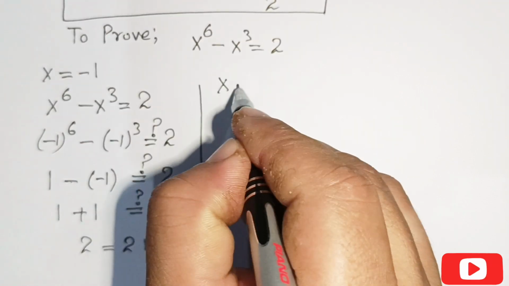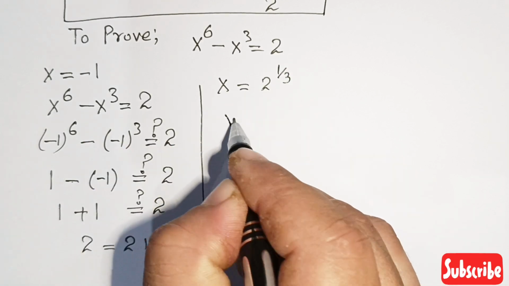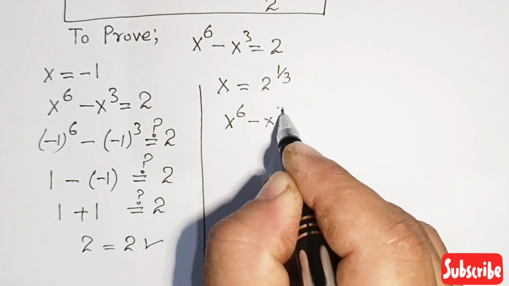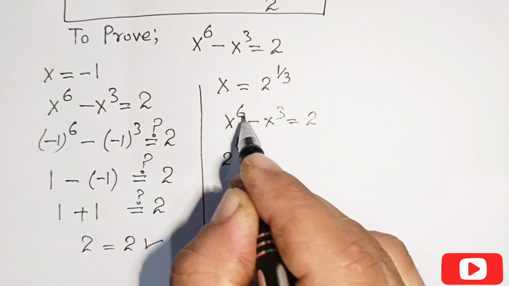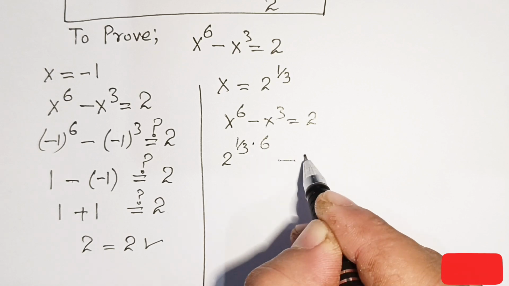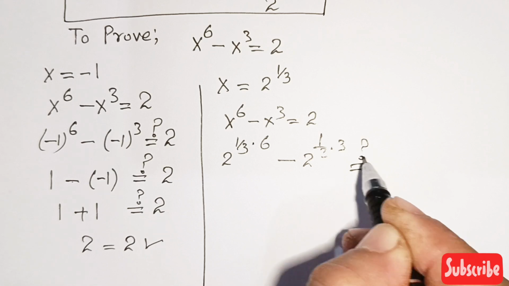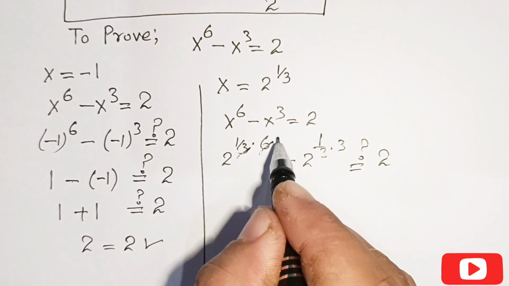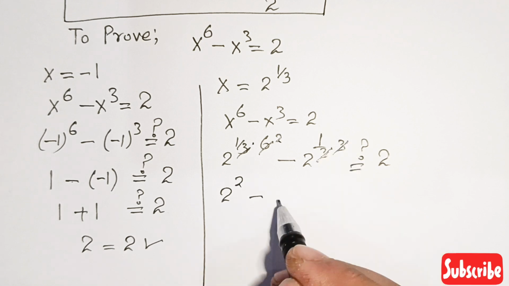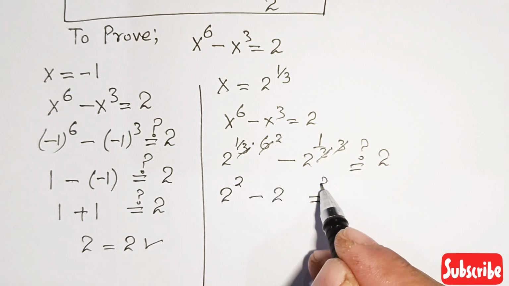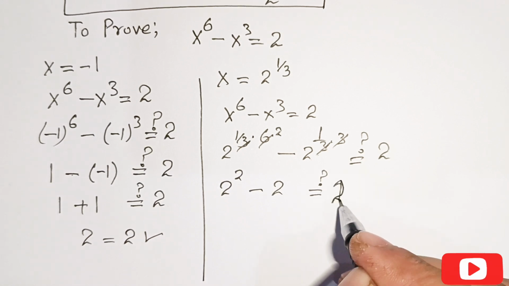Now if x is equal to 2 to the power 1 over 3, then x to the power 6 minus x cubed is equal to 2. So x is 2 to the power 1 over 3 times this 6, and minus 2 to the power 1 over 3 times 3, is it equal to 2. Now 3 1 is 3, 3 2s are 6, so we get 2 squared, and minus this 3 is cancelled out, we get 2 to the power 1, sorry, here it is 2.